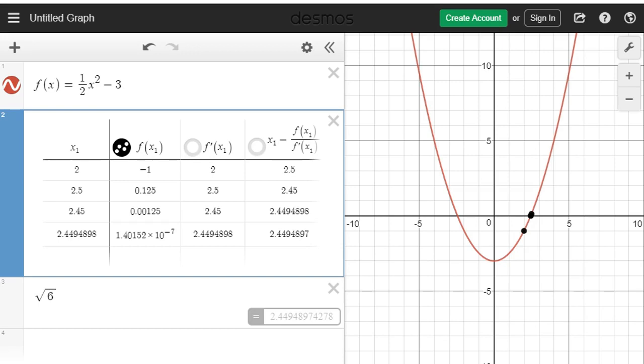Root 6 is actually the 0, and plus or minus root 6 clearly. So if we picked a point that was over on the left side of the vertex, then we would have got -2.4494 and so on. But notice how this value on the table is within a very, very small amount of the actual root.